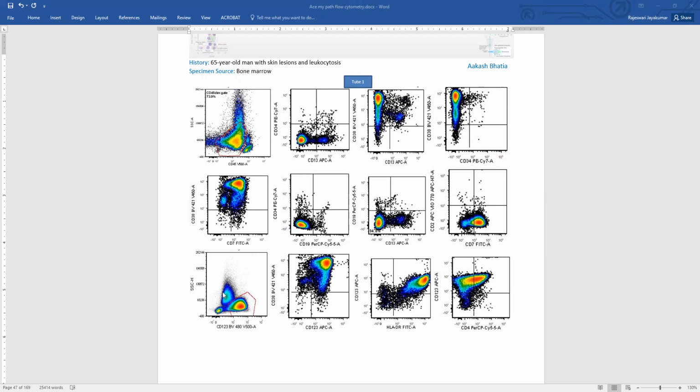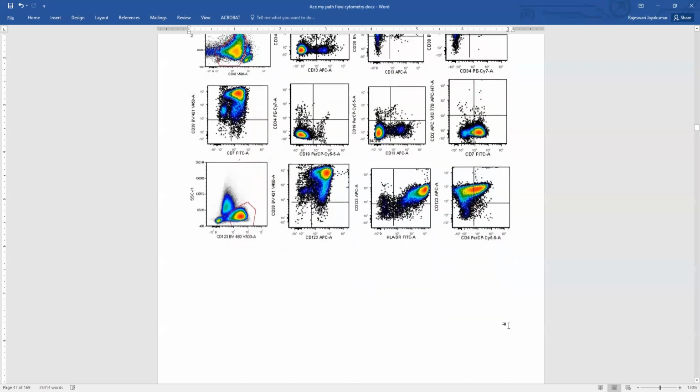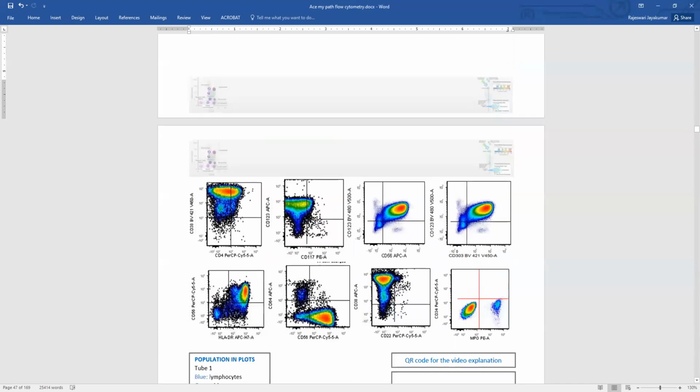CD123 versus side scatter, we have gated just the CD123 positive cells, and it looks like these cells have CD38, just like what we saw in our blast population, and they are HLA-DR and CD123 positive. They have partial CD4 expression, and they're negative for CD117. They have bright CD56 expression, and they're positive for CD303, and they're negative for CD64. They're negative for CD22, and they're negative for MPO.